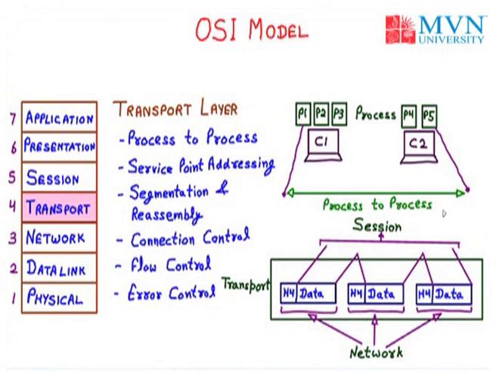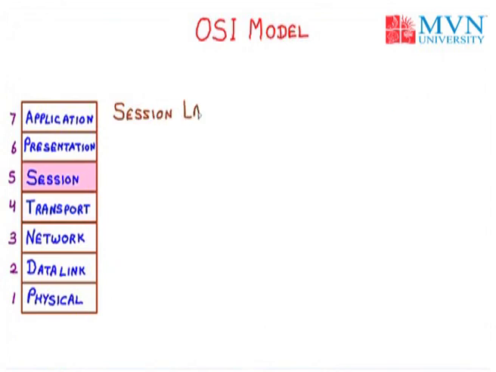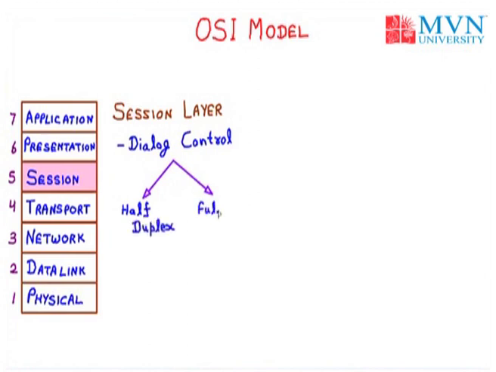So we are going to discuss our next layer, called the session layer. We have various functions of the session layer. The first main function is dialog control. For example, we have two systems and they want to communicate with each other. The session layer provides a particular area in which both of the systems can communicate with each other. It may be in the form of half duplex or full duplex communication.